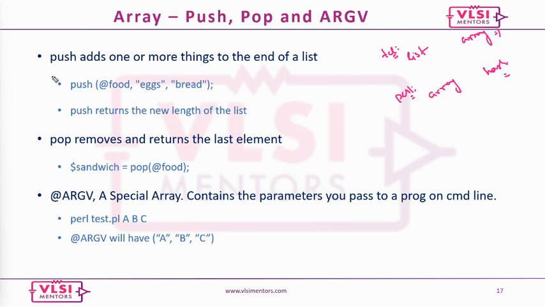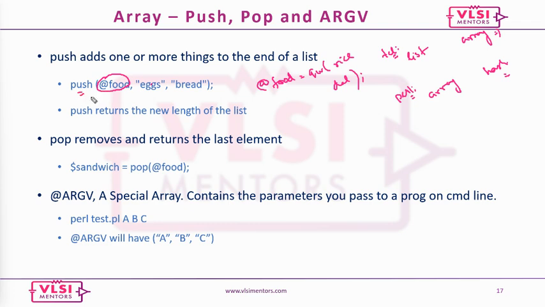Now, so let's say you have got an array. Now, how do you process that array? Let's say you already have, say for example, $food. Say @food is basically going to have, say, rice, dal, something like this. Now you want to add eggs and bread. What you can do is say push.